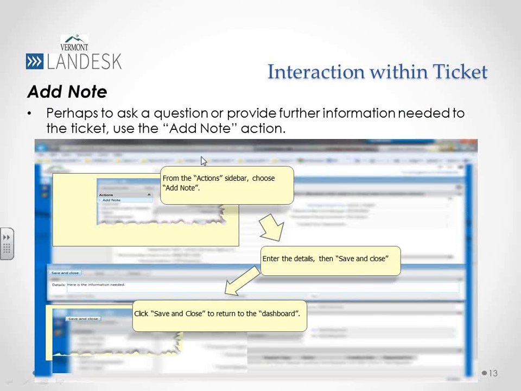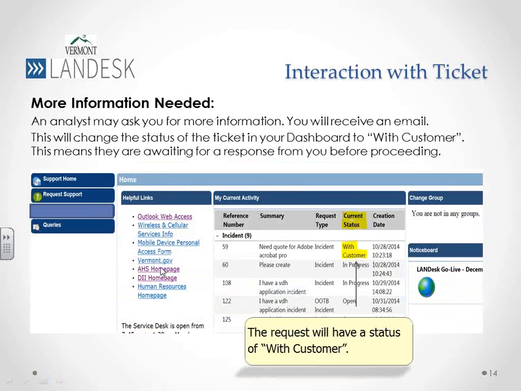So just to show you what add a note does, you'd click add a note, a little description box would come out for you to type in what information you wanted to add for a note. You hit save and close. It brings you back to the ticket that you have open, and then you hit save and close to get back to your dashboard homepage. More information needed. Again, that's the out with customer. I just wanted you to see what that looked like. And so the analyst is waiting for you to respond to them.